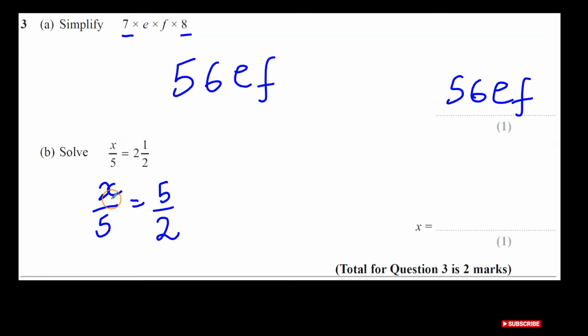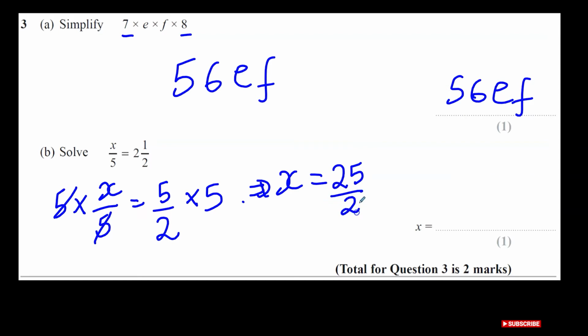Now we do want just x, so that means we need to get rid of this 5. At the moment there is a division. In order to get rid of it, we need to do the opposite of division, which is multiplication, but you must remember to do it on both sides. So this and this cancel, then we have x is equal to 5 over 2 times 5. So therefore, x is going to be equal to 5 times 5 is 25. So that's going to be 25 over 2, which is the same as 12.5. So the answer is 12.5.